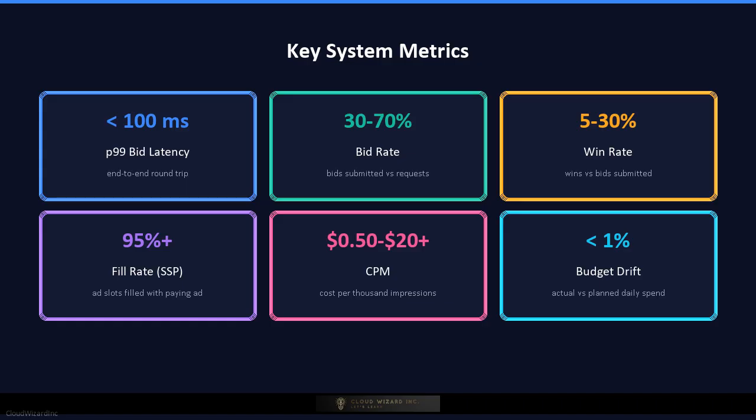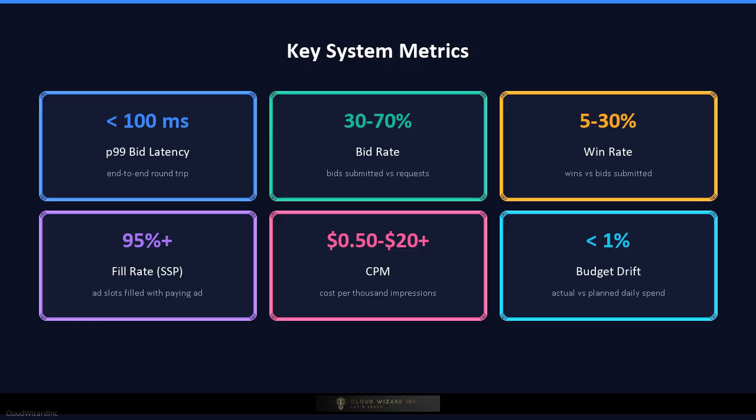Win rate is the fraction of auctions a DSP wins out of all auctions it participates in. Bid rate is the fraction of bid requests to which a DSP responds with a real bid, rather than a no bid. Fill rate on the SSP side is the fraction of ad slots that get filled with a paying ad. Cost per mil, or CPM, is the price paid per 1,000 impressions and is the primary billing unit.